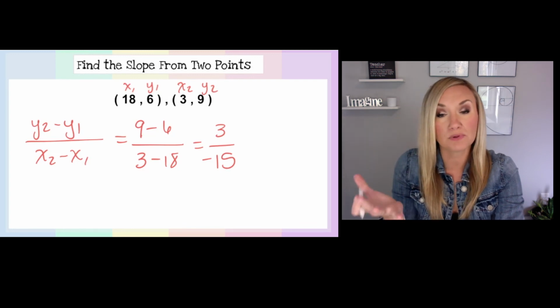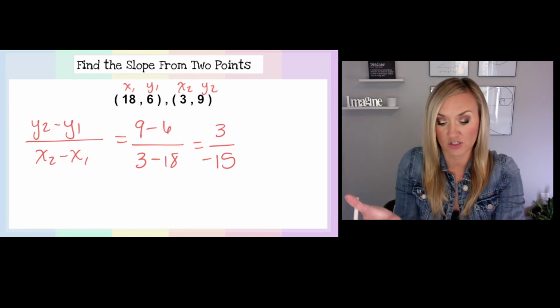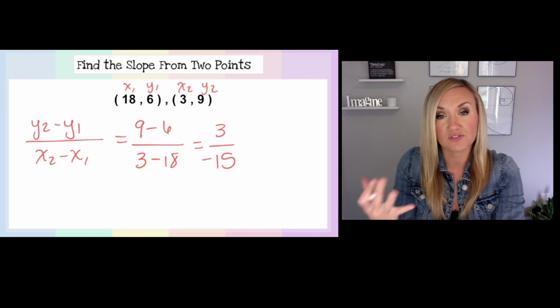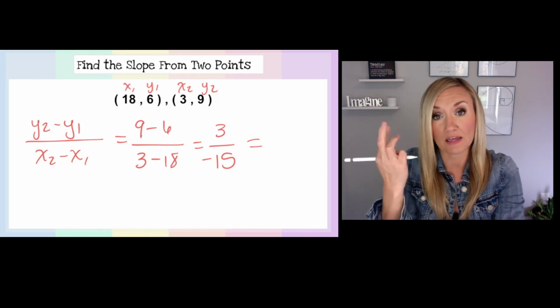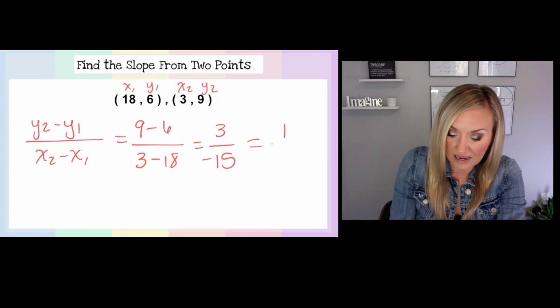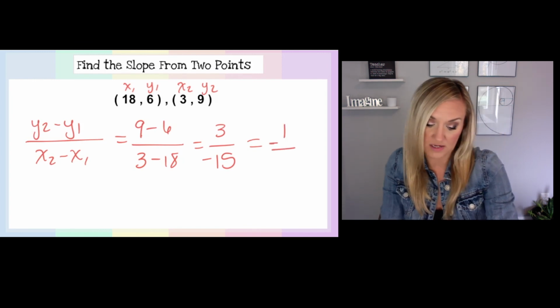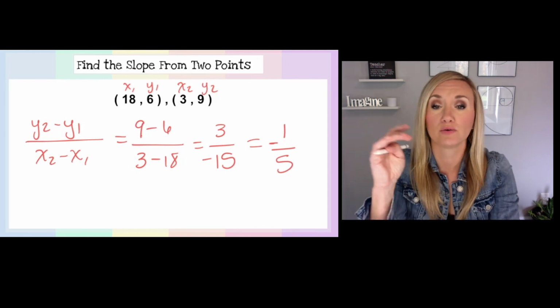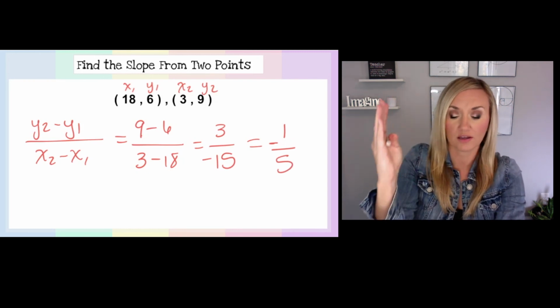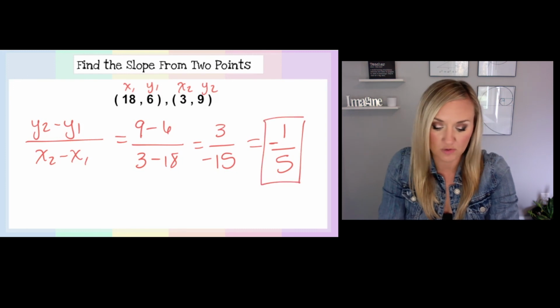And we can simplify this fraction, right? 3 can go into 15 5 times. So we would divide the numerator and the denominator by 3. And so we would have a negative 1 over 5. And remember, that negative doesn't matter where it goes. It can stay with the 5. It can go out front. It doesn't matter as long as there's only 1.